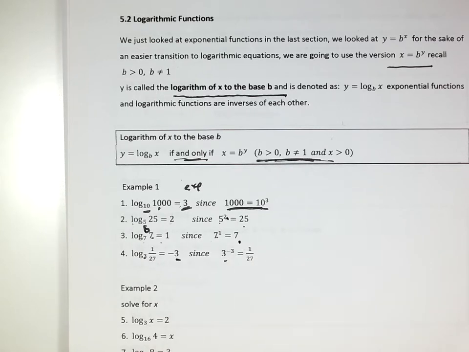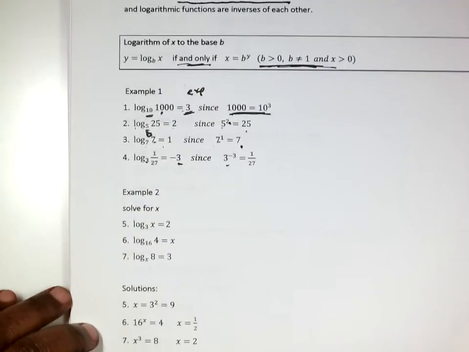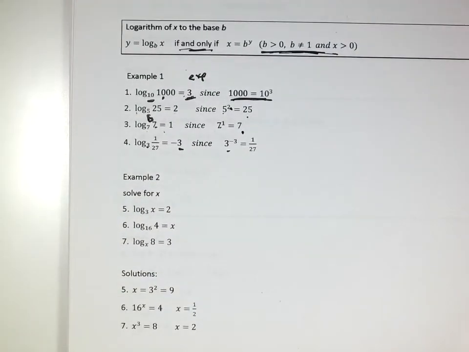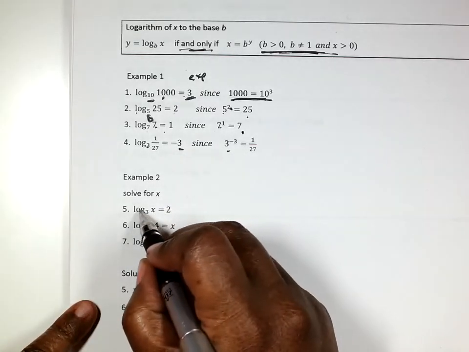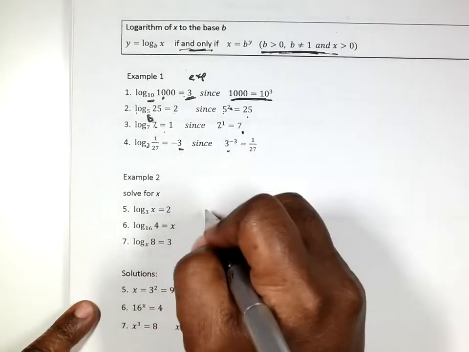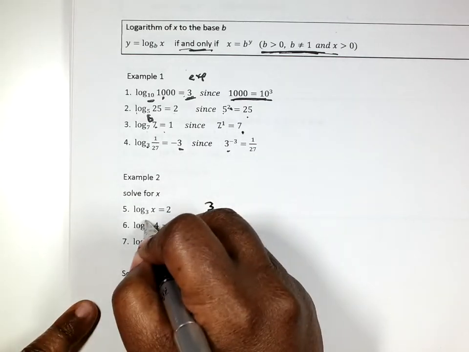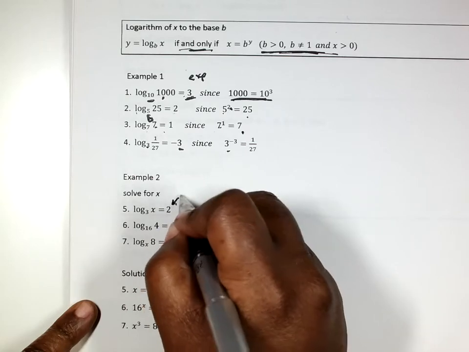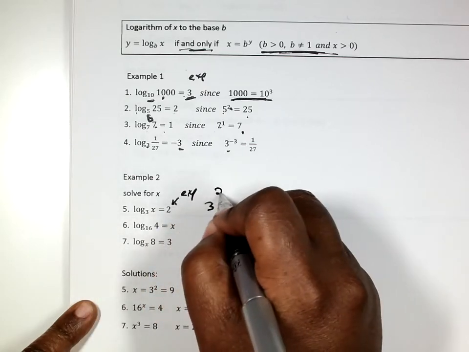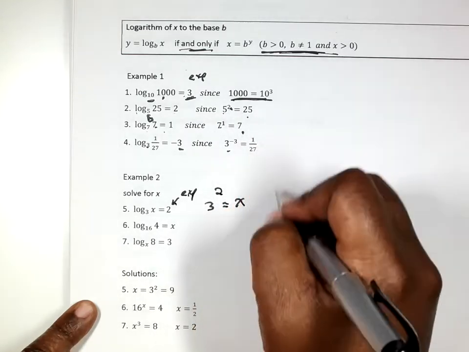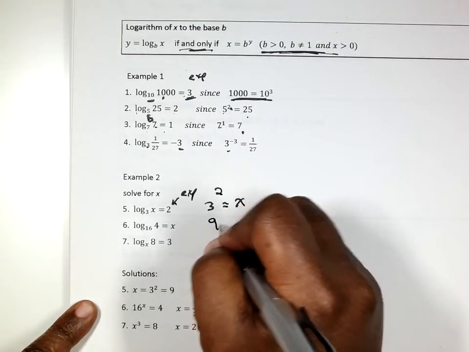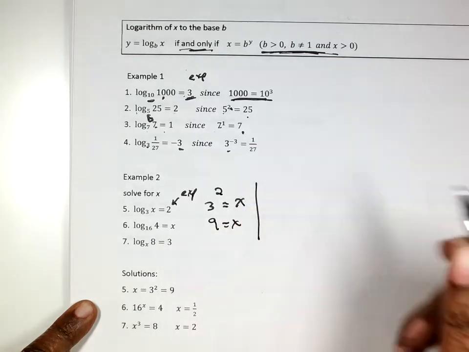We're going to be solving equations with these, both exponential and logarithmic, so we're going to have to be able to go back and forth between the two. Number 5, solve for x. Log base 3 of x is equal to 2. So I'm going to do a rewrite. The base is 3. That's the exponent. So 3 to the second power is equal to x. And 3 to the second is 9. So we get 9 is equal to x.